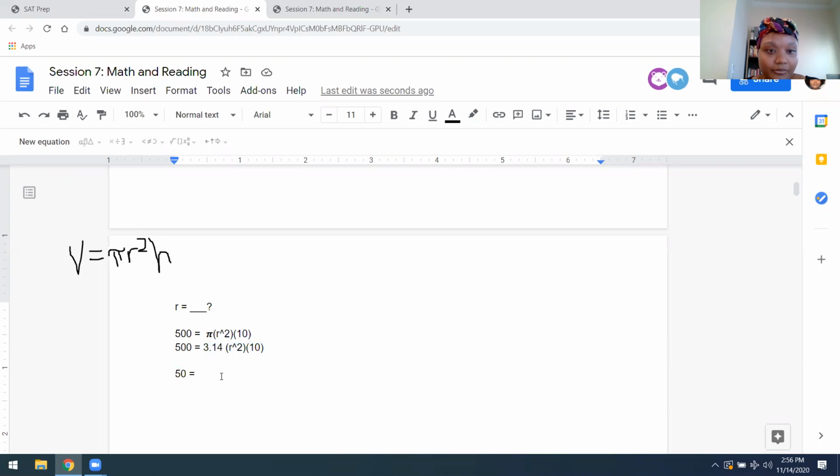So now we have 3.14. Actually, I can just copy this here, and this carries down. Now, again, we still don't have the form we want, which is R equals blank. So the next thing we can do is undo this 3.14 or pi. So we can divide both sides by that.